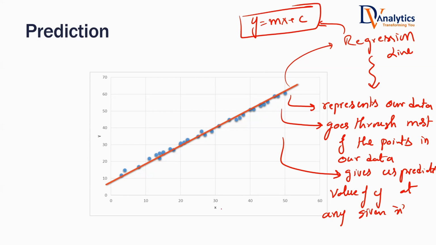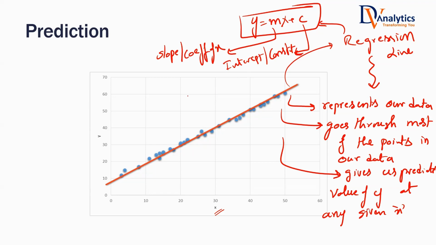Do we have the x data with us? Yes, we can draw this graph using the x data. Do we have the y data? Yes. We just need to find m and c. Can you recollect what m and c used to be known as? M we used to call the slope or coefficient of x. C we used to call the intercept or constant. So y equal to mx plus c is the regression line equation.